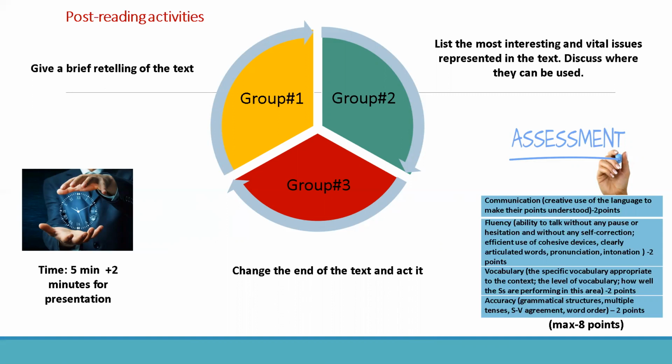The first group retells the story in brief. The second group lists the most interesting and vital issues represented in the text and discusses where they can be used. The third group changes the end of the text and acts it. They have to do this work for 5 minutes, plus 2 minutes for presentation. The teacher assesses the work of students according to the criteria.